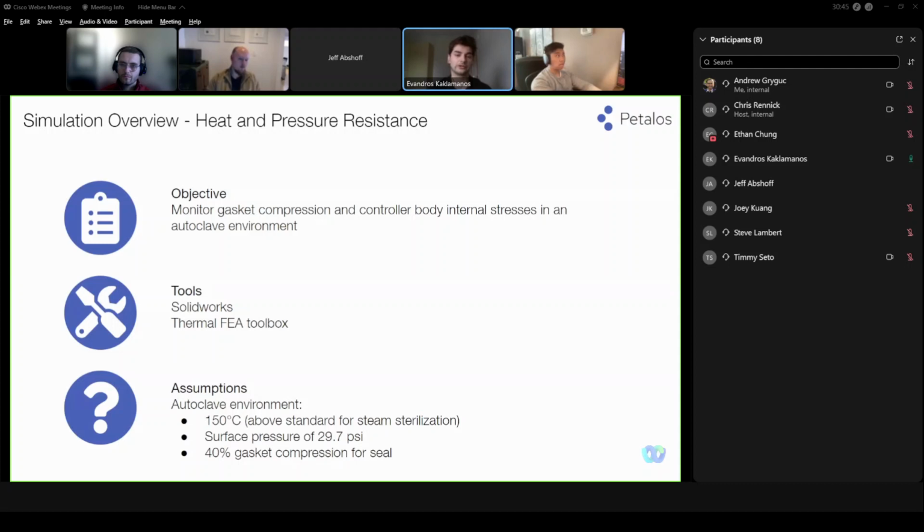However, when performing these simulations, we set the autoclave environment to well above the industry standards at 150 degrees Celsius and 30 psi. This allows us to test this spec with increased safety factor for our design. We also considered a 40% gasket compression threshold because it is the recommended seal compression amount for static seals used by multiple seal manufacturers.